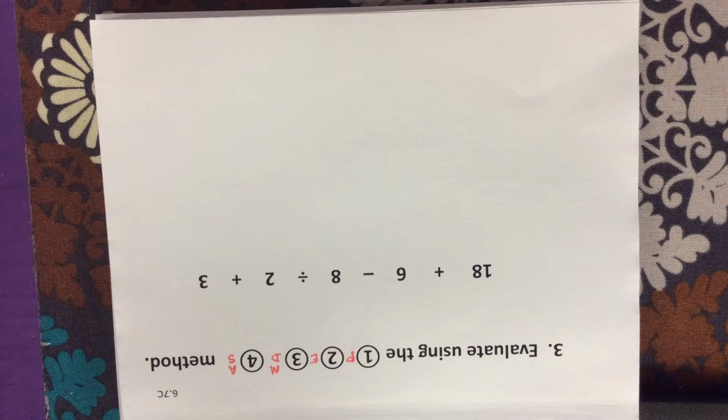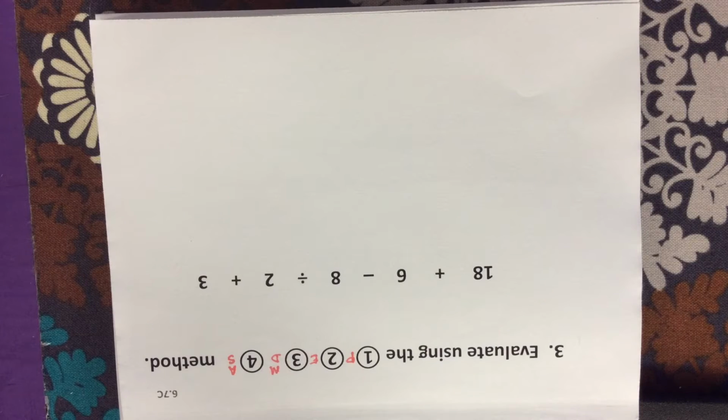Now let's look at number 3. Evaluate using the 1, 2, 3, 4 method. The first step is parentheses. The second step is exponents. The third step is multiply and divide at the same time. The fourth step is add and subtract at the same time from left to right.